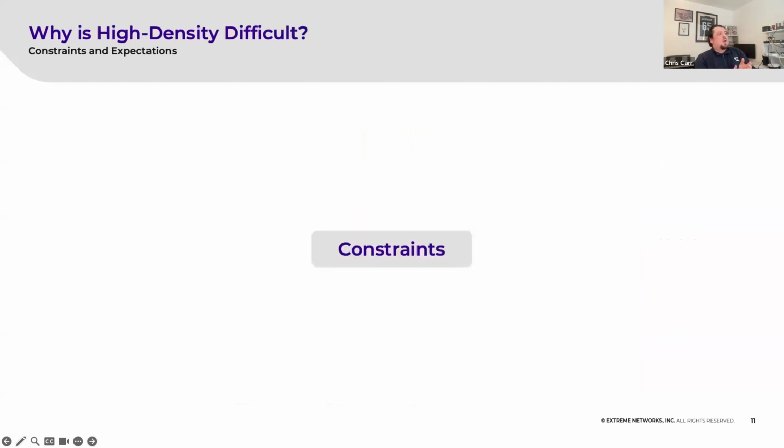So we're talking a lot about high density today. Let's identify why we think it's difficult. Why do we have to consider how to deploy high density? Well, we summarize it as two pieces. We summarize it as constraints and we summarize it as expectations, right? So what are the constraints placed on a Wi-Fi engineer?